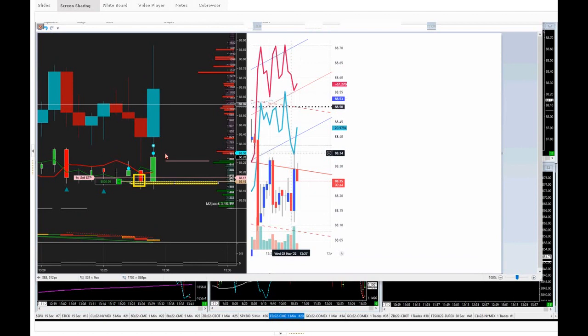You can see very quickly it was trading $88.30. So a 15-tick profit in 60 seconds. Just to show you that it is possible, guys, to make a lot of money with a very high level of safety very quickly. Very quickly.